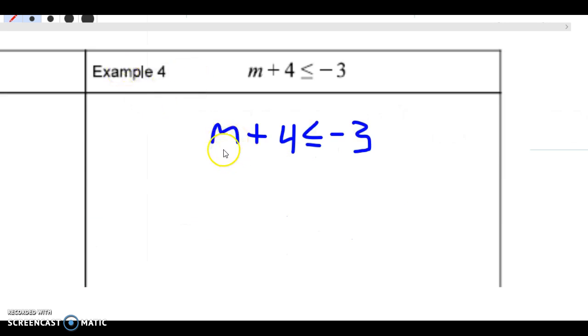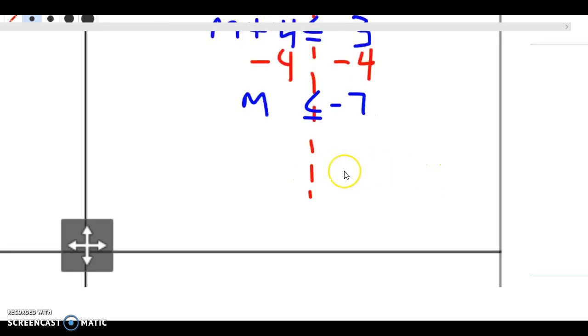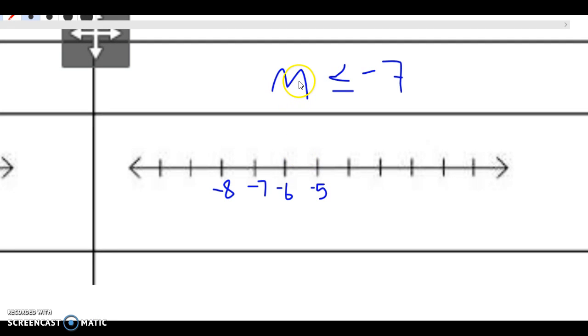Example 4, we have m plus 4 is less than or equal to negative 3. To solve this, we would simply subtract 4 from both sides. You can separate the two sides by drawing the dotted line. So we have m is less than or equal to negative 7. Again, variable on the left side, we don't need to rewrite this. So our solution is m is less than or equal to negative 7.